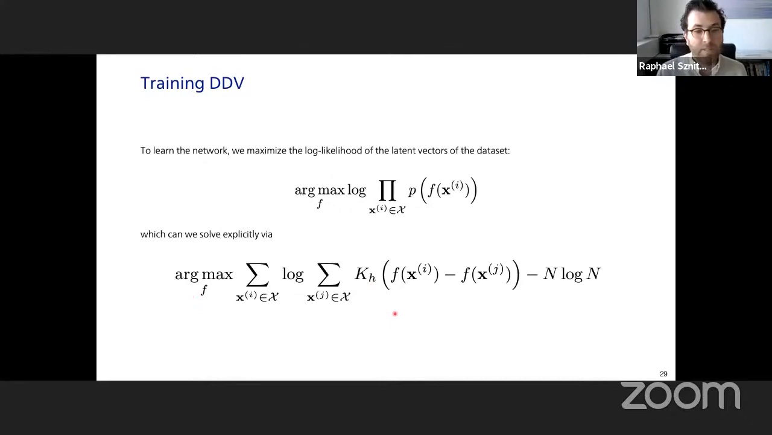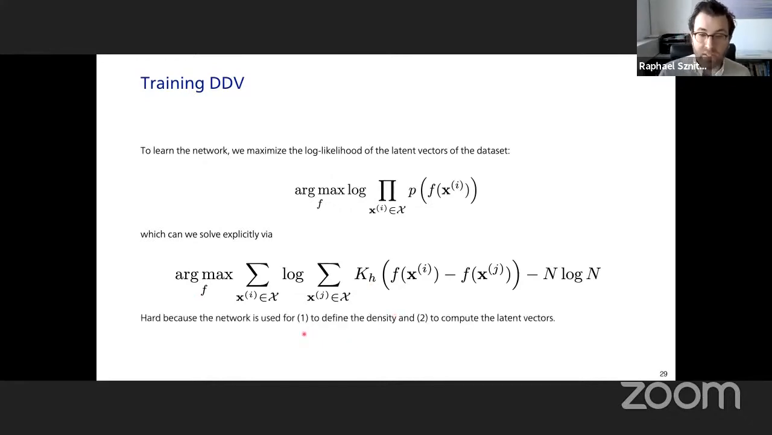Now there's two problems, as you can imagine, because now our network is being used on one side to define the density itself, P, but also to compute the latent embeddings. So there's a simple approach to avoid this, and that's actually to train by using a copy of the network and updating it at a later stage. So there's many different schemes, and we've tried a few, and in general, this works out pretty well.